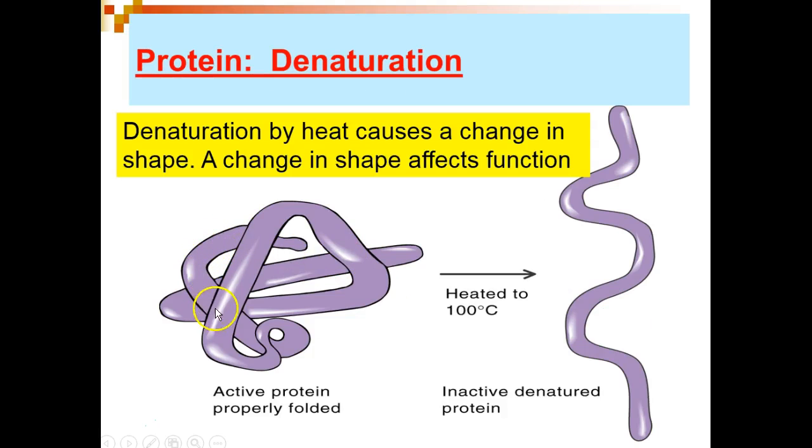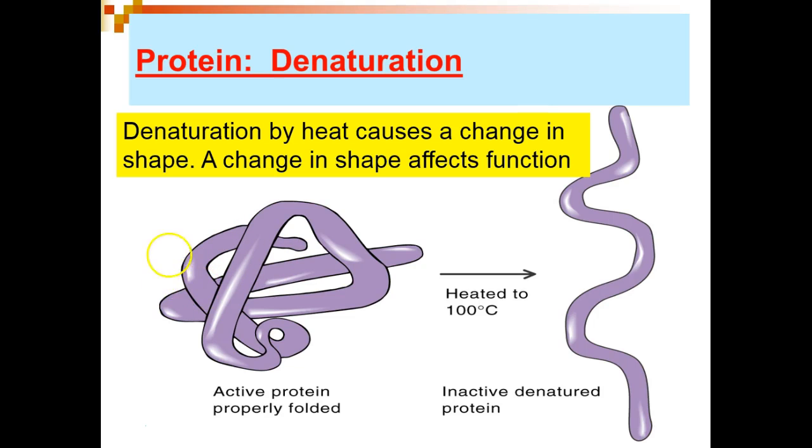Remember, the primary structure of a protein consists of the amino acid sequence formed by strong covalent bonds. Secondary, tertiary, and quaternary structures of a protein consist of weak ionic and hydrogen bonds.